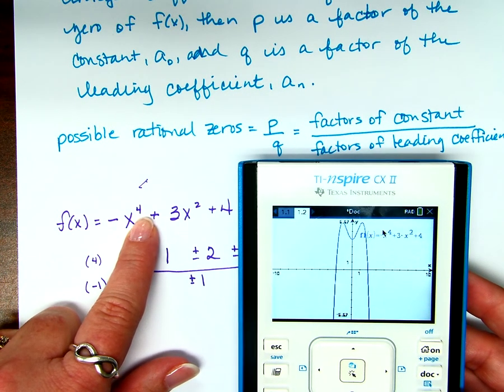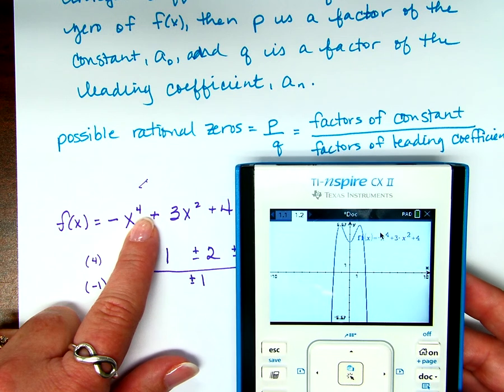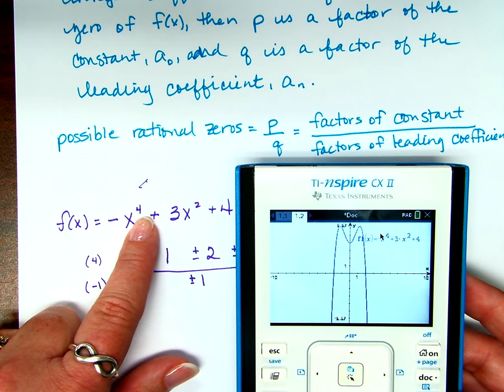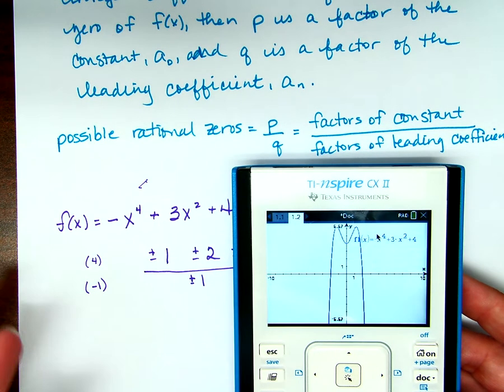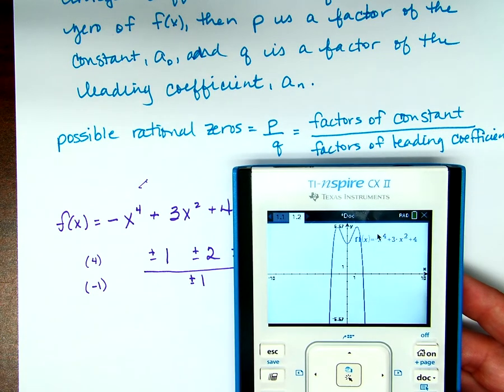At least 4, right? Well, will there be more than 4? No, there will not be more than 4. So I should not have said at least 4. Please forgive me for that. There should be 4 or less. There can be less than 4, right? But there should be 4 or less.